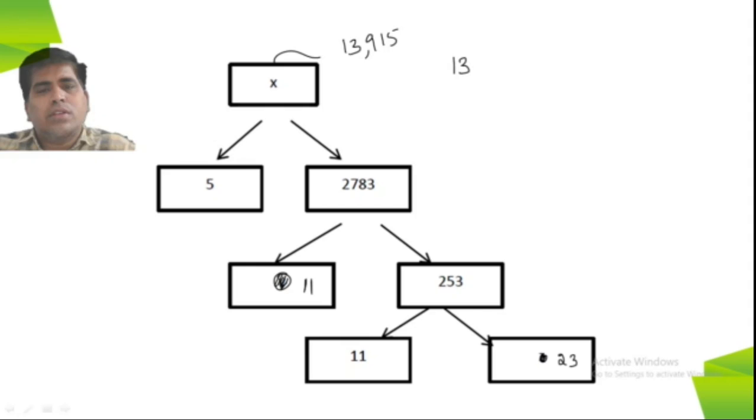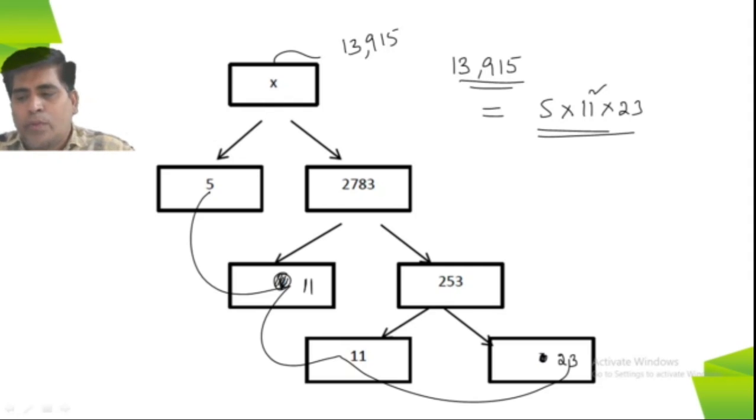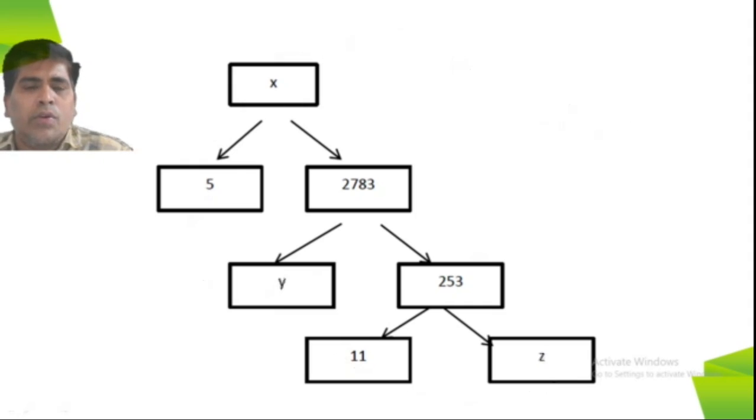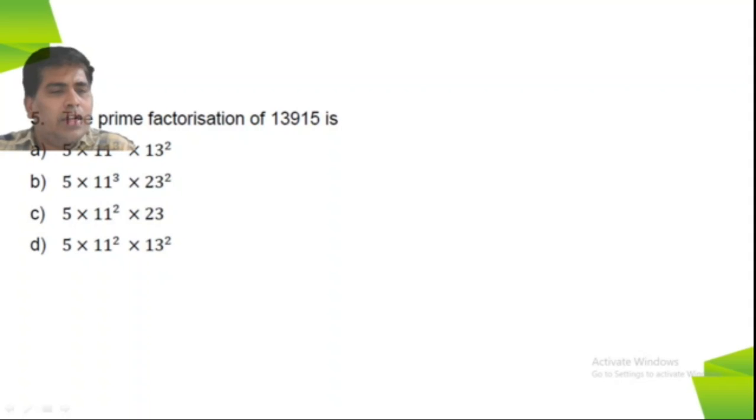So 13,915 can be written as 5 into 11 into 11 into 23. So 5 into 11 square into 23. This is the number; we can express it like this. So we can find the option now in the last question. 5 into 11 square into 23. Where is it? 5 into 11 square into 23. So this is your option. Option C is the right option.